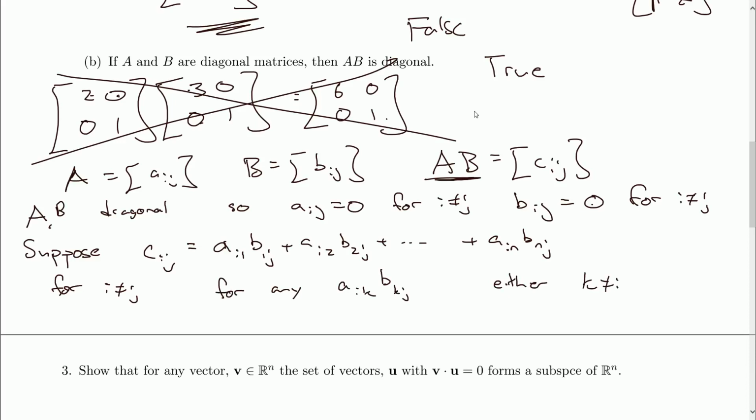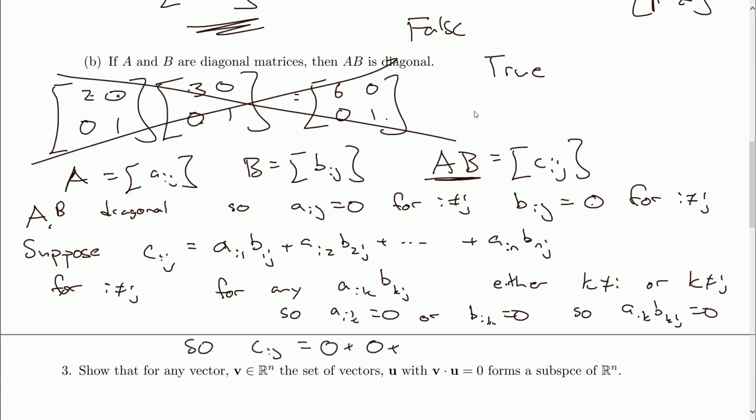Either k isn't the same as i or k isn't the same as j. It can't be equal to both, because then i and j would be equal. And so a_ik or b_kj is equal to 0. So a_ik b_kj equals 0. So c_ij equals 0 plus 0 plus a whole bunch of zeros, and so is itself 0, as long as it's not on the main diagonal. So yeah, AB is diagonal. And there's my quick justification.